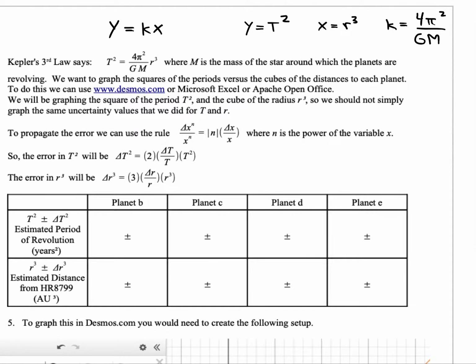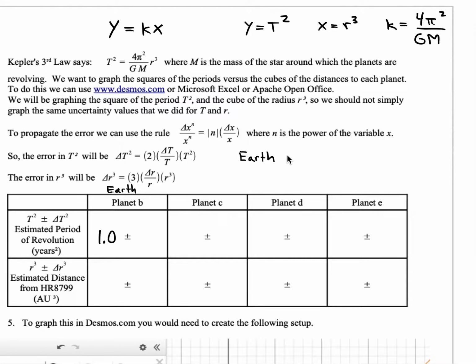But for the uncertainty, it says that we can use this approach of letting the uncertainty be 2 times the ratio of the delta t over t, and then times the original squared quantity. So let's just see how that would work. It all comes from partial differentiation. It's just kind of done for you here. So we're going to get 1 squared, which is 1. And then for our uncertainty of Earth, just for example, this is Earth.